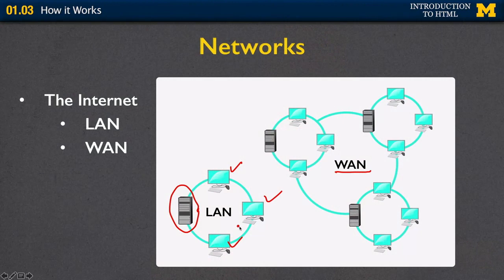So a local area network is kind of like your office building. A wide area network might be a university where you want to be able to share servers across multiple buildings. The largest wide area network is, of course, the internet.